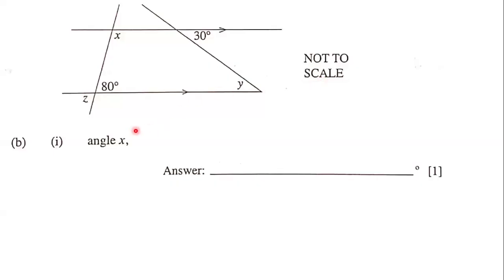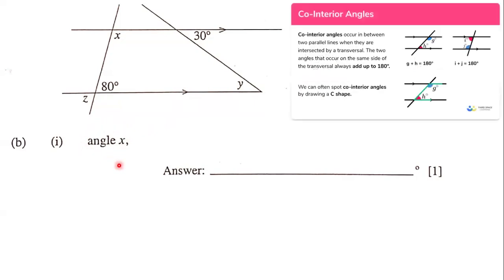Here, our goal is to determine the size of angle X. Notice that according to this chart, we can often spot co-interior angles by drawing a C shape. And so let's draw a C shape here. And so the C shape is drawn. And remember, the C shape is there to help us to identify and locate co-interior angles.